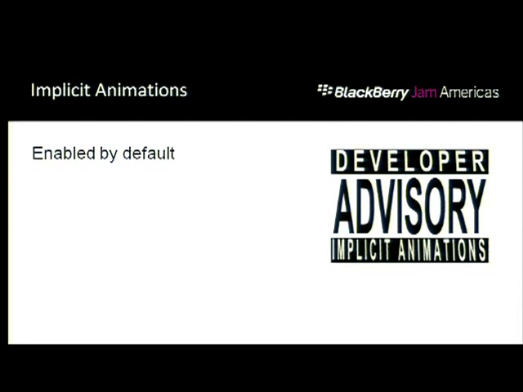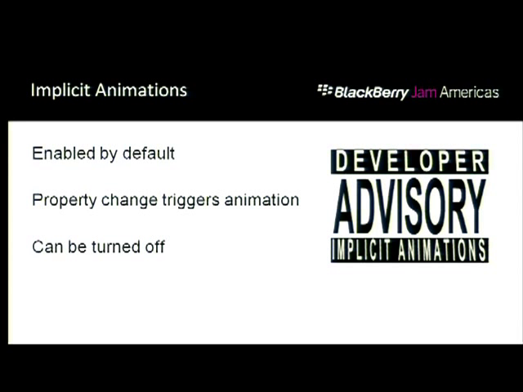So implicit animations are enabled by default. So if you change the opacity of an image, it will animate automatically. You don't have to do anything. It will just animate smoothly to that. And as I said, if you change a property, it will trigger that animation. And it can be turned off if you don't want it.